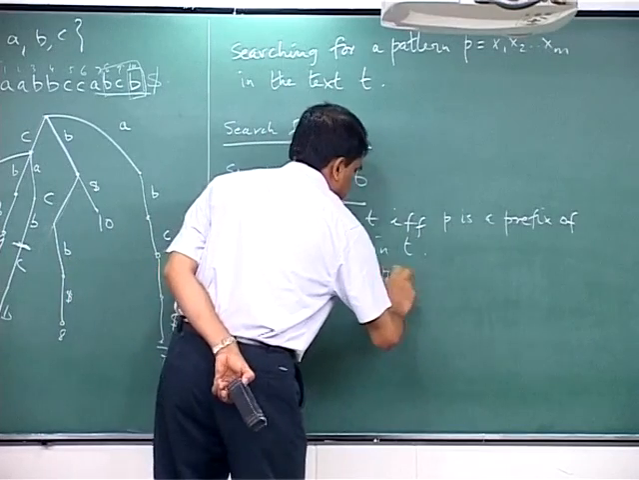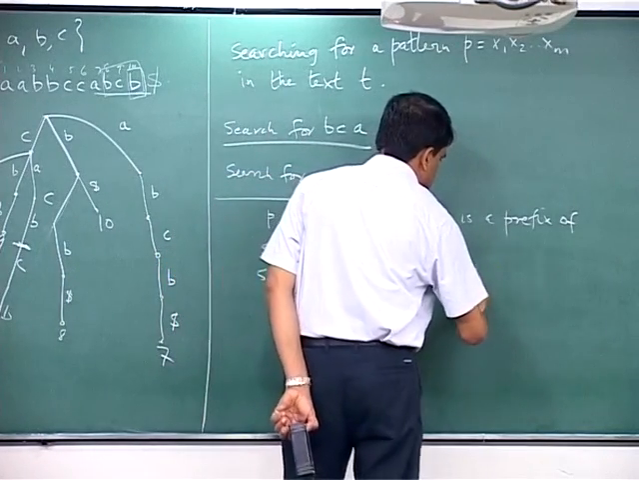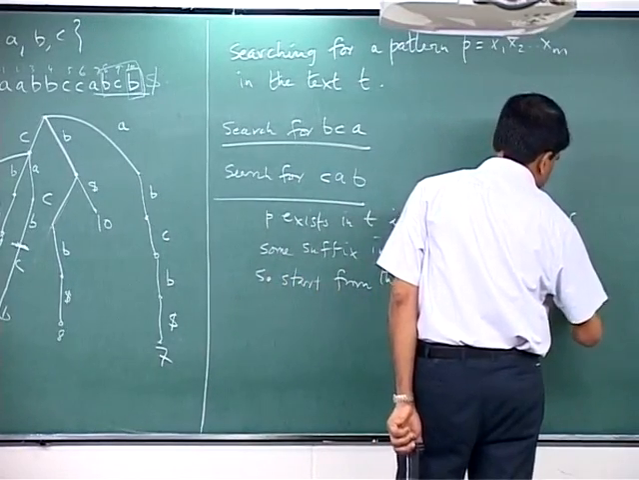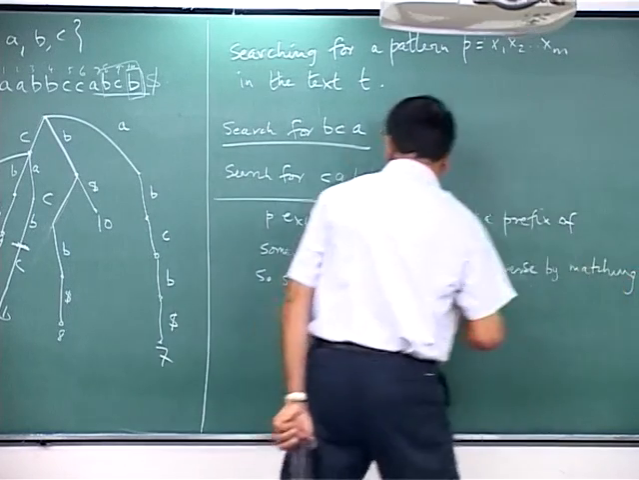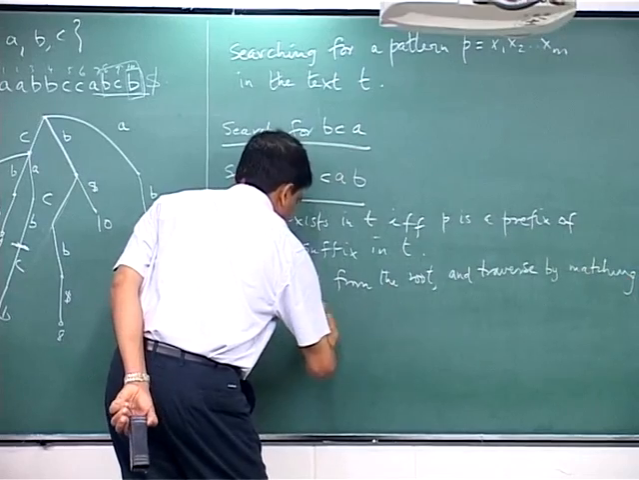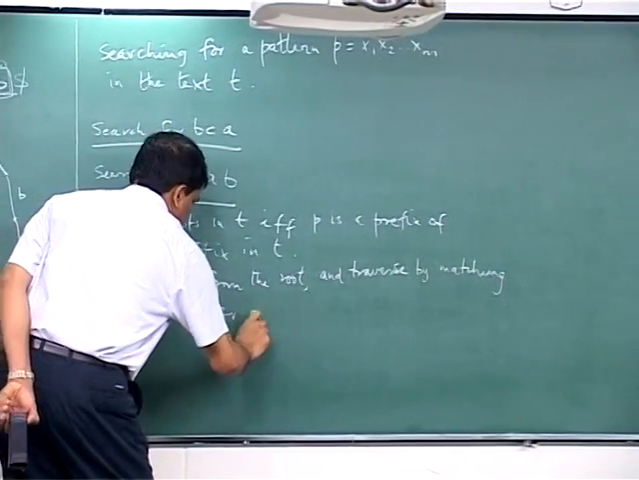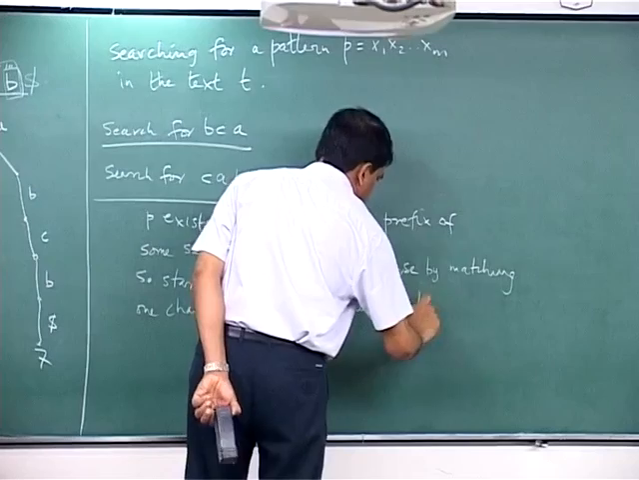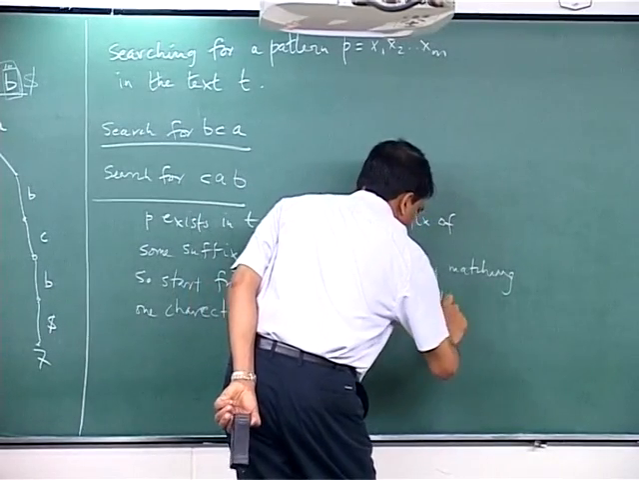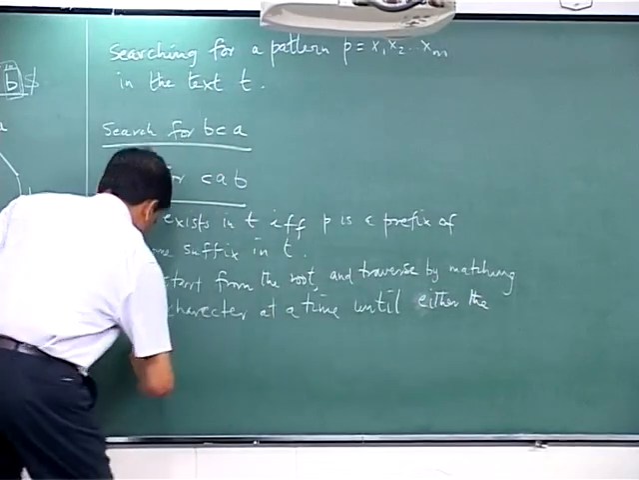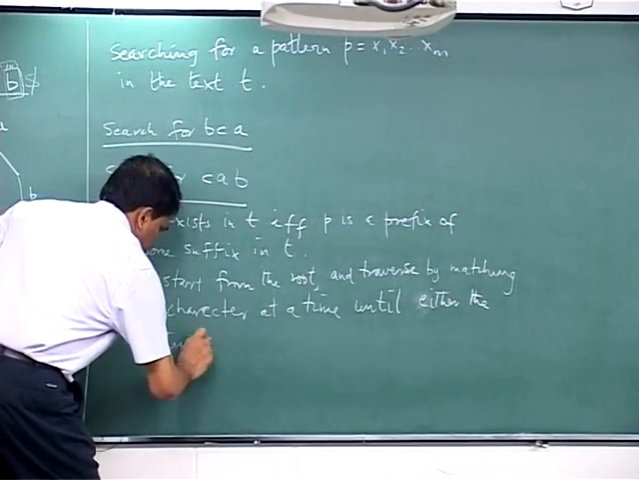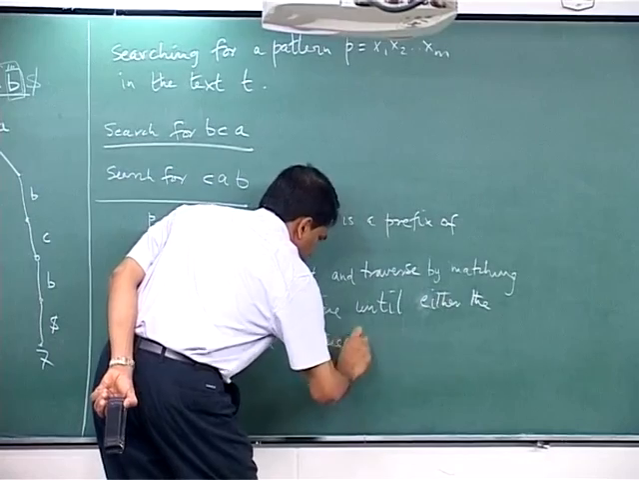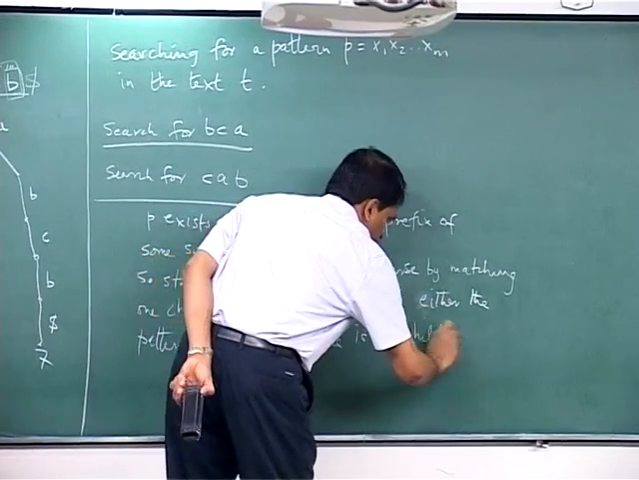Therefore, start from the root and traverse by matching one character at a time, until either the pattern is found or there is no child at a node with the required label.